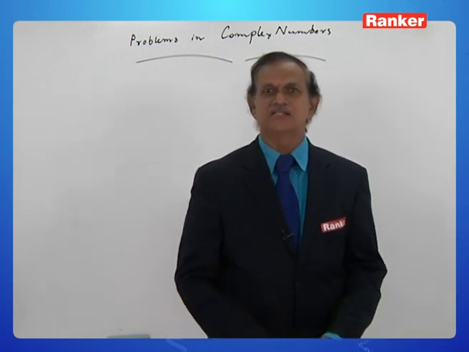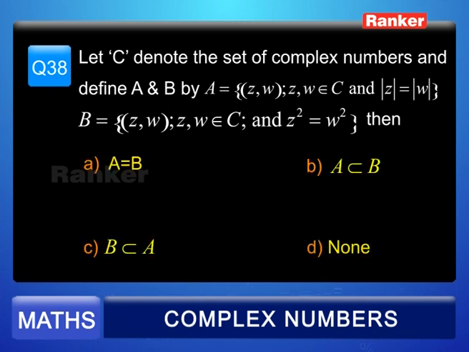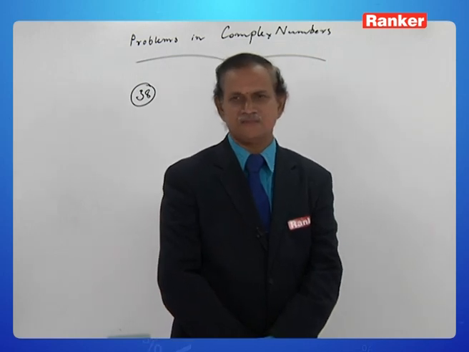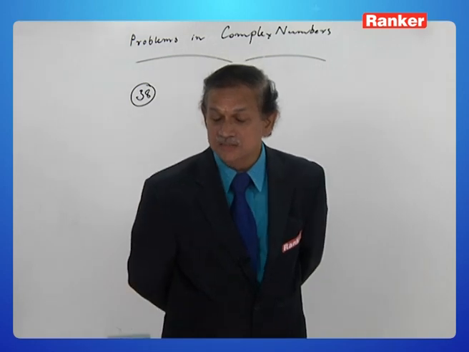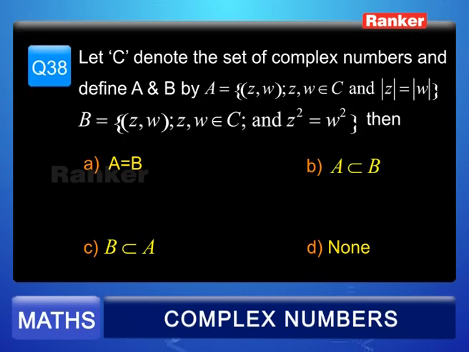We make a move to see the next question, that is question number 38. Let C denote the set of all complex numbers and let us define two sets capital A and capital B. Capital A is equal to the set of all pairs of complex numbers Z and W such that Z, W belong to C and mod Z is equal to mod W. That is, the set of all ordered pairs of complex numbers in which the first complex number and the second complex number are equidistant from origin, that is of equal modulus. In a similar fashion, another set capital B is also defined as the set of all ordered pairs of complex numbers Z and W such that Z and W belong to C, of course, Z square is equal to W square. Then what happens?